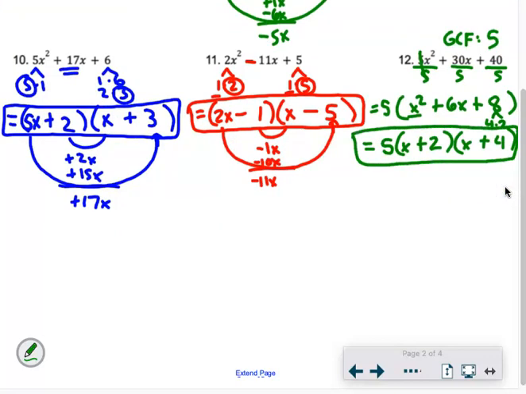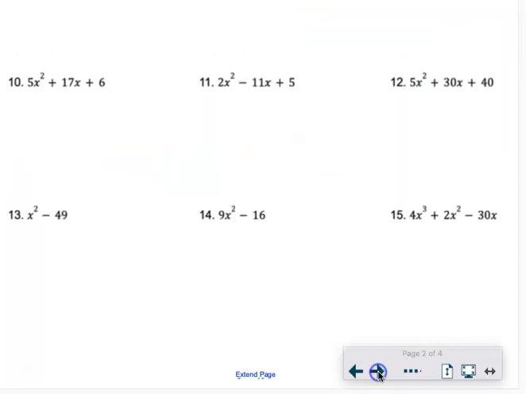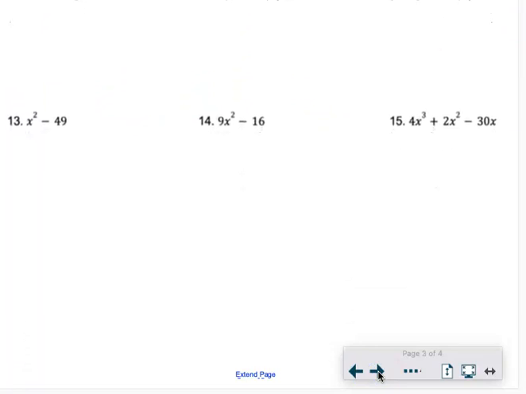So if there's numbers out front, you still always want to check for, is there a GCF? All right, let's move on to number 13. Okay, so I have that same one in there again on accident, no problem. We're done with those. All right, number 13.